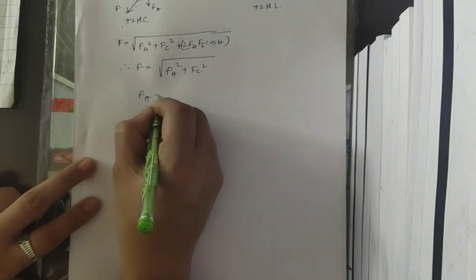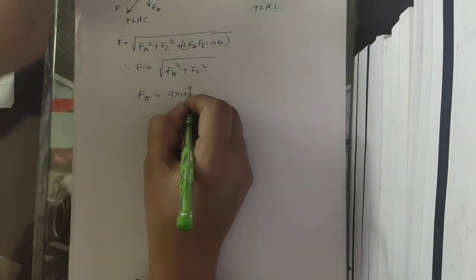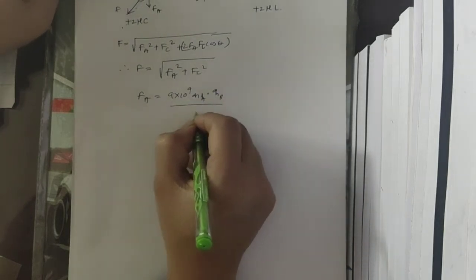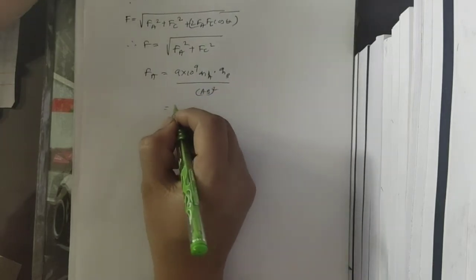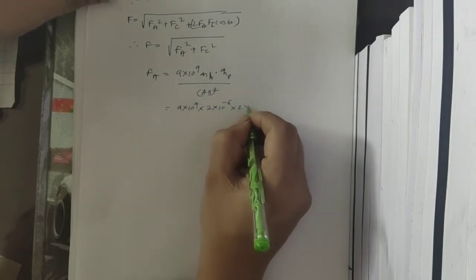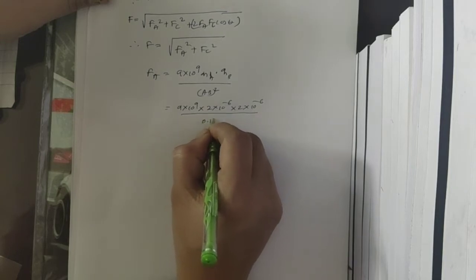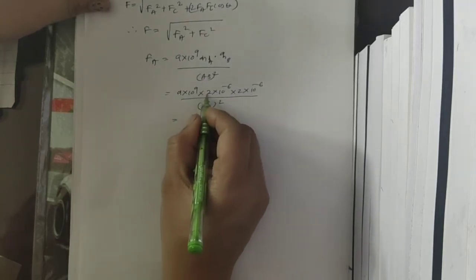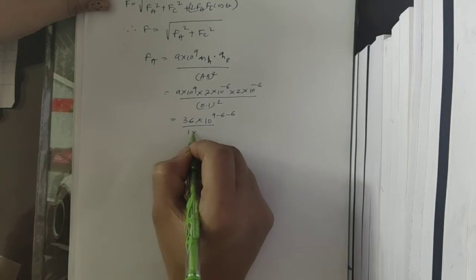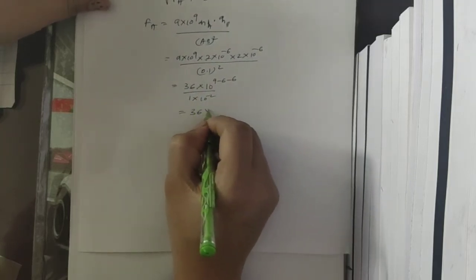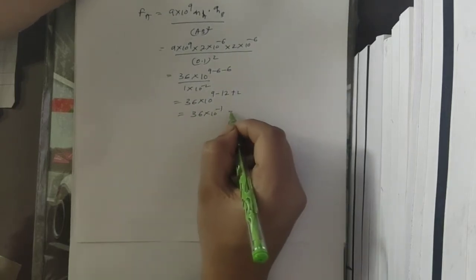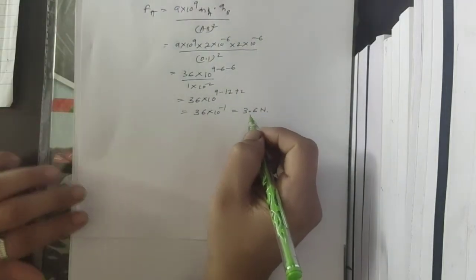And FA equal to, formula, 9 into 10 to the power 9 times QA into QB divided by AB square. QA is 2 into 10 to the power minus 6, and this is also 2 into 10 to the power minus 6. AB is 0.1, 0.1 square. So 9 2s are 18, 18 2s are 36, into 10 to the power 9 minus 6 minus 6, divided by 1 into 10 to the power minus 2. So that will be 36 into 10 to the power minus 1, that will be 3.6 Newton. This is FA.